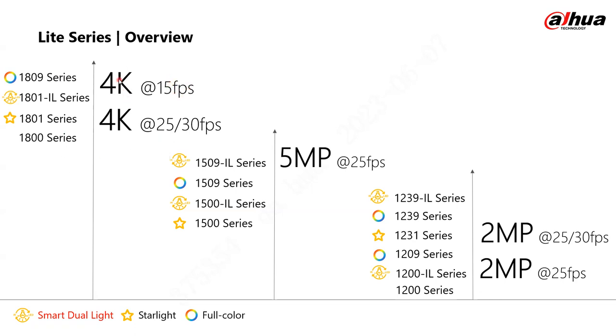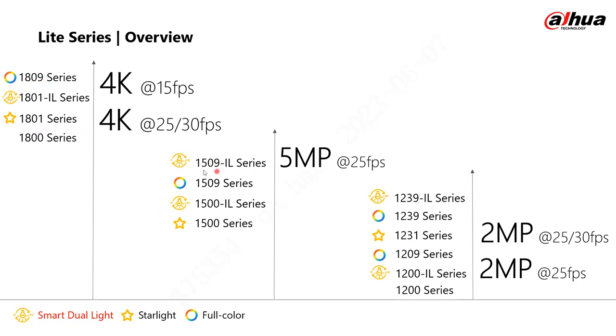So the categories for the 4K, we have 1800 series, 1801 starlight supported series. Then we have 1801 IL supported smart dual light series. Then we have 1809 series that supports a full color function. You can see by this value here, that is 9. So the 1 just shows that this is a light entry, the 8 here, the second value, is the resolution of the product, this is the generation, and this is the function supported for the product itself.